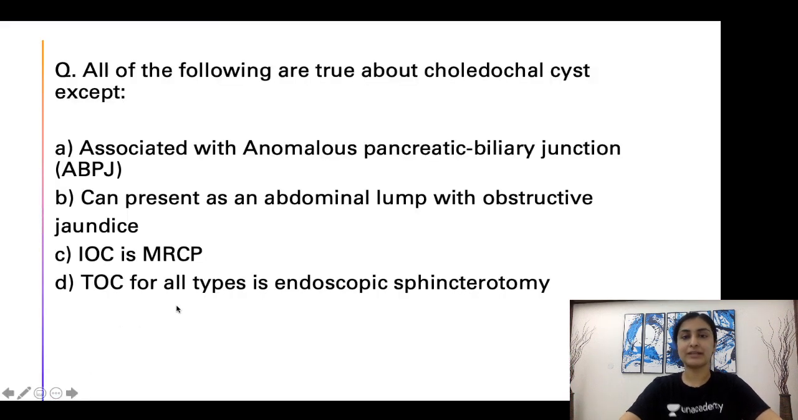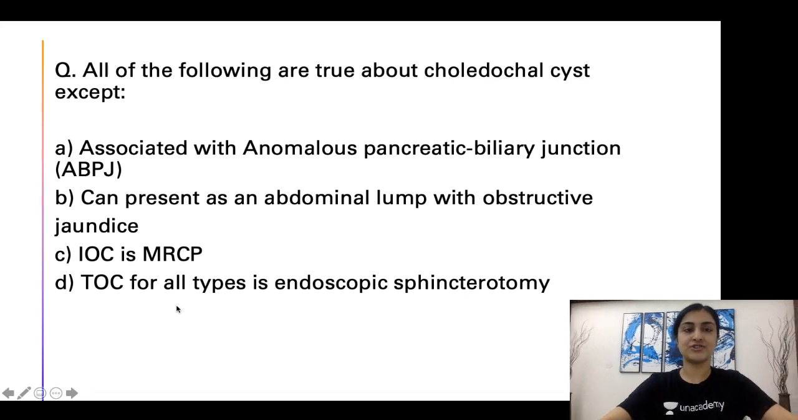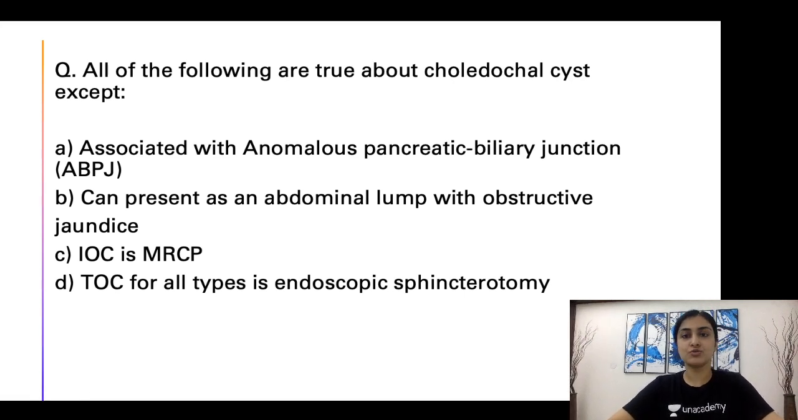We start with a multiple choice question. So the question is, all of the following are true about choledochal cyst except: the first option is it's associated with an anomalous pancreatico-biliary junction, also called APBJ in short. The second option is it can present clinically as an abdominal lump with obstructive jaundice. The third option says that the investigation of choice is MRCP, and the fourth option is that the treatment of choice for all types is endoscopic sphincterotomy.